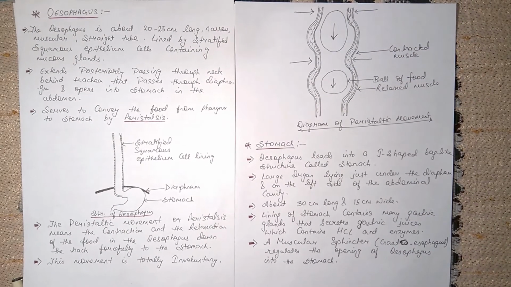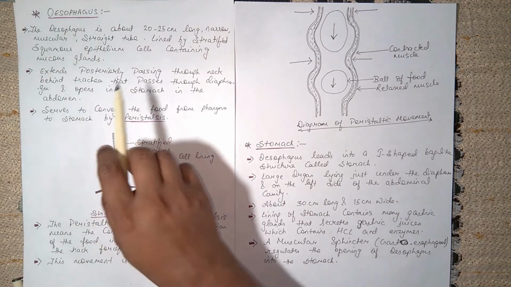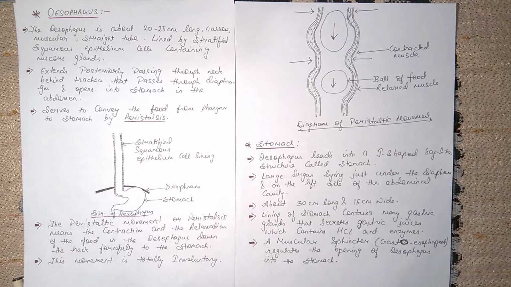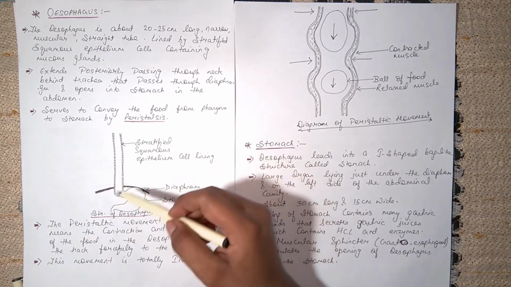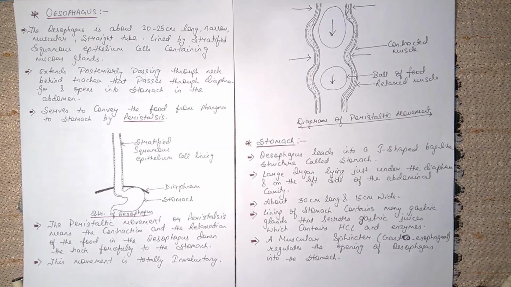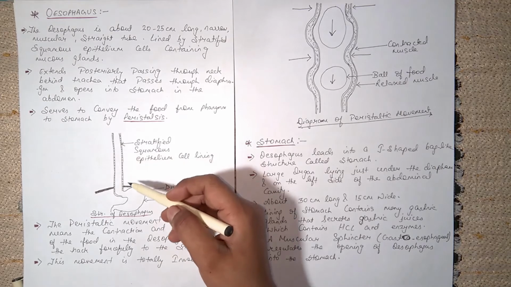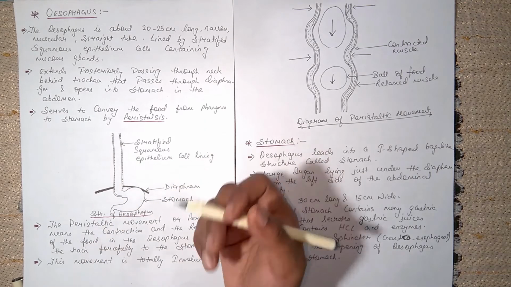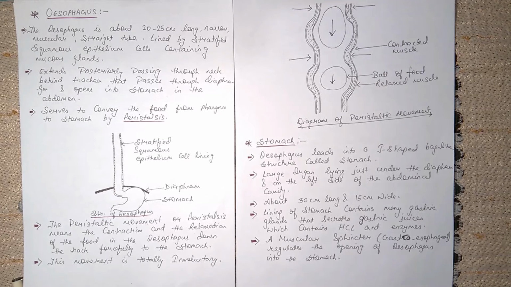Now let's move to the next region, that is the esophagus. The esophagus is about 20 to 25 centimeters long, a narrow, muscular, straight tube. It is lined by stratified squamous epithelium cells that contain mucus glands. It extends posteriorly, passing through the neck behind the trachea, passes through the diaphragm and opens into the stomach in the abdomen.